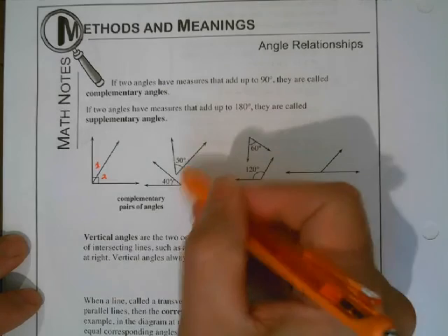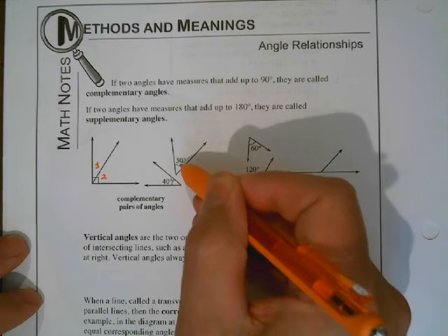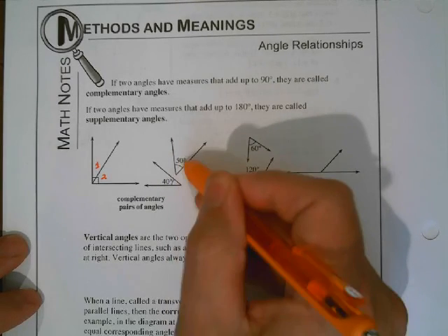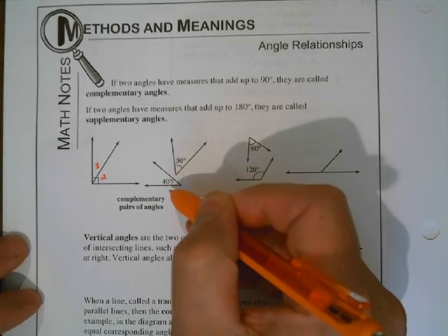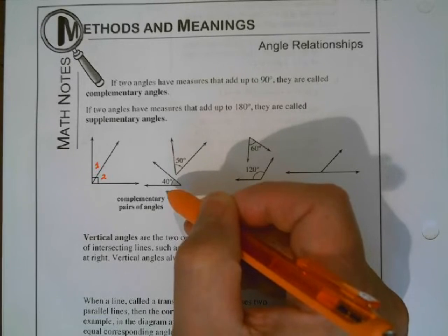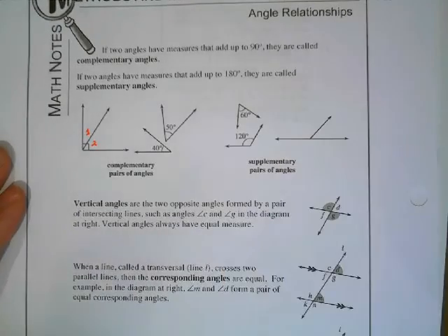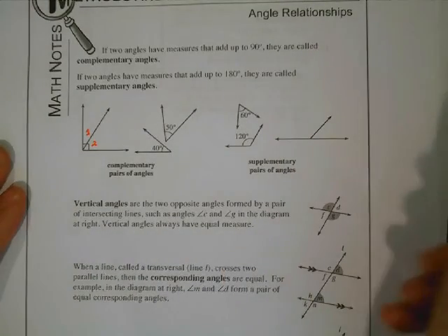Over here, we've got this angle that's 40, and this angle that's 50. They're not next to each other, but they still add up to 90, so we would also call those complementary angles. So they don't have to be next to each other to be complementary, they just have to add up to 90. And then supplementary angles are angles that add up to 180 degrees.